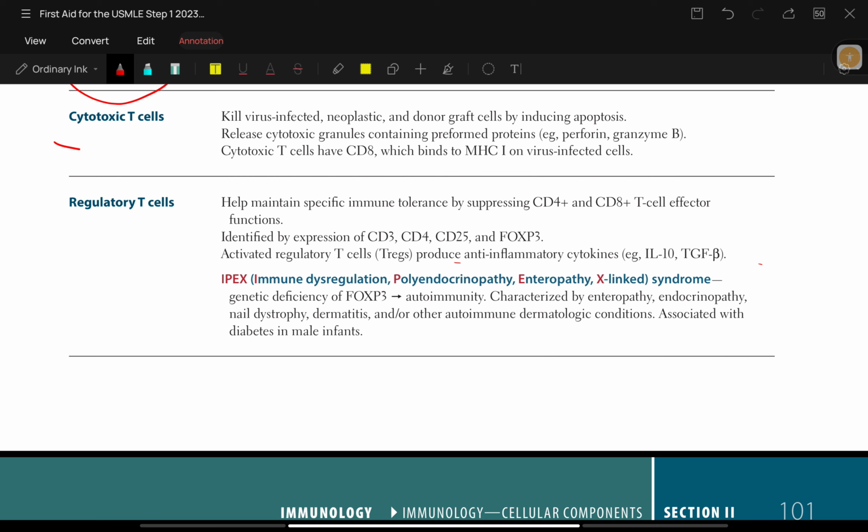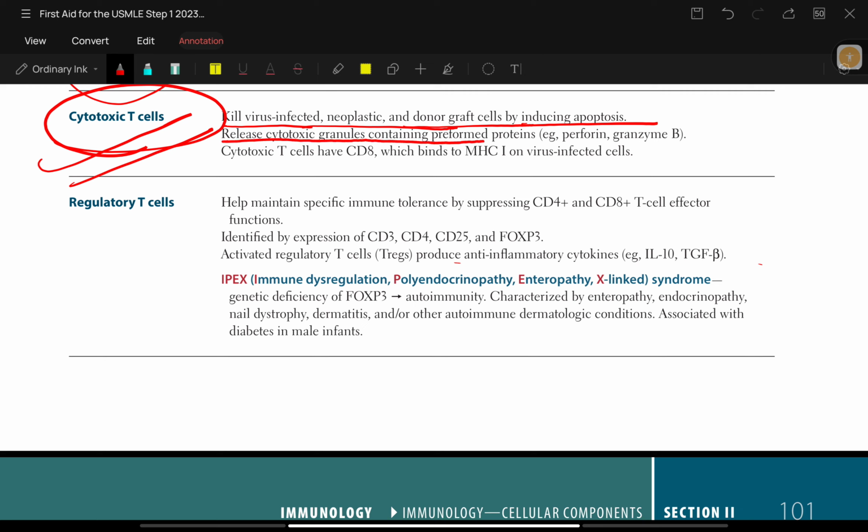Now talking about cytotoxic T cells: they kill virus-infected, neoplastic and donor graft cells by inducing apoptosis. They release cytotoxic granules containing preformed proteins, that is perforin and granzyme. This is about cytotoxic T cells. Cytotoxic T cells have CD8 positive, which binds to MHC class 1 on virus-infected cells.